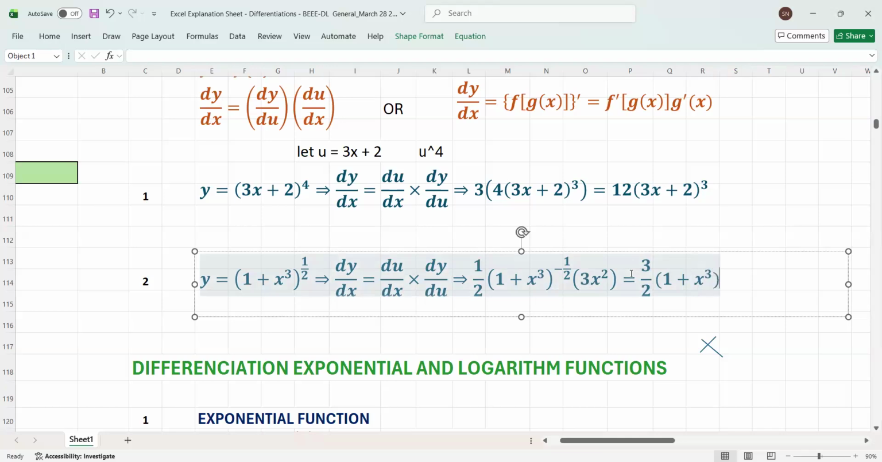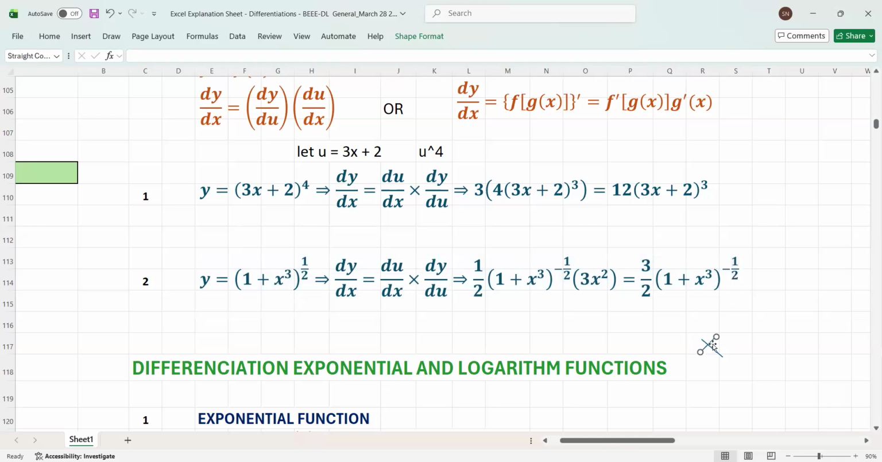All this raised to the power negative half. In other words, if something is raised to the power negative half, it means that you're finding 1 over the square root of that function. But let me leave it in the form of exponent, negative half. Okay.